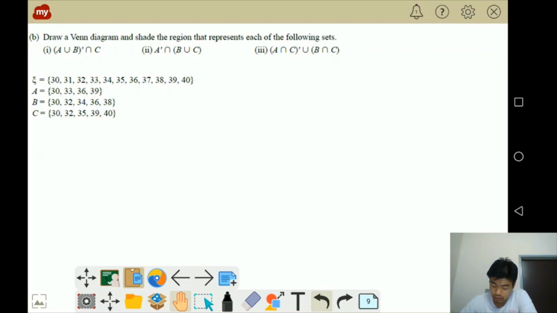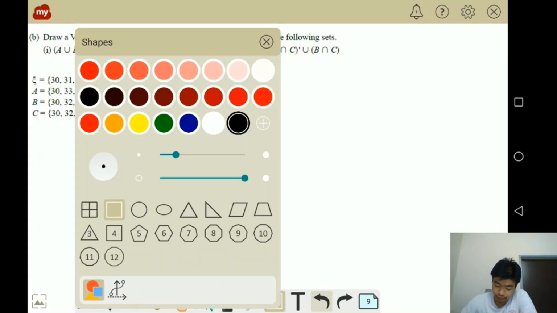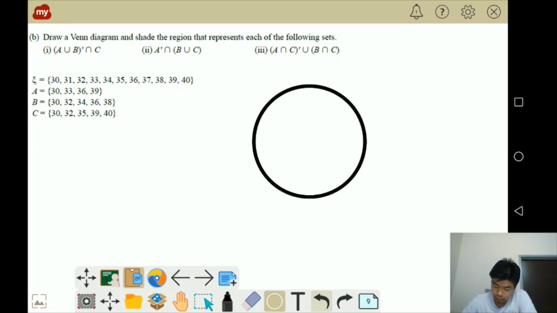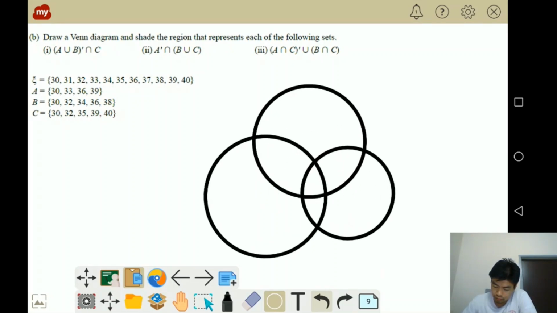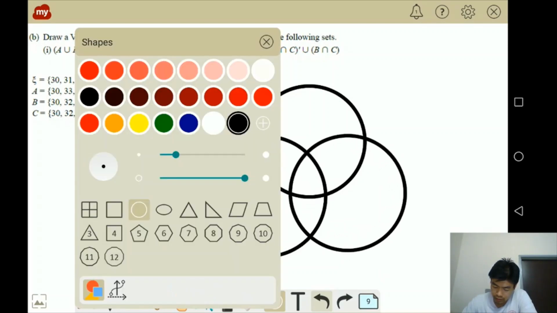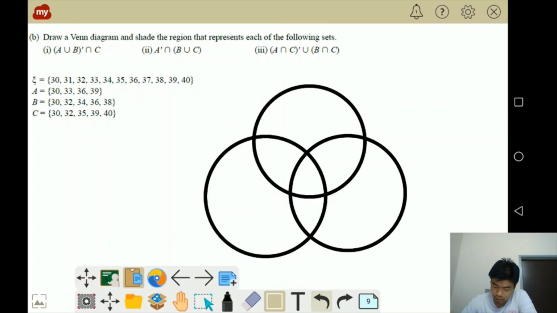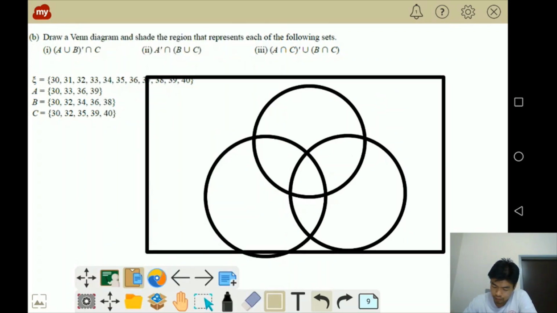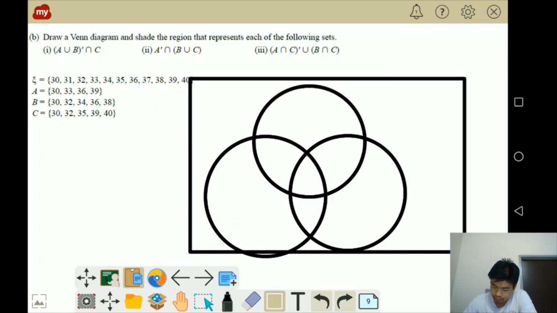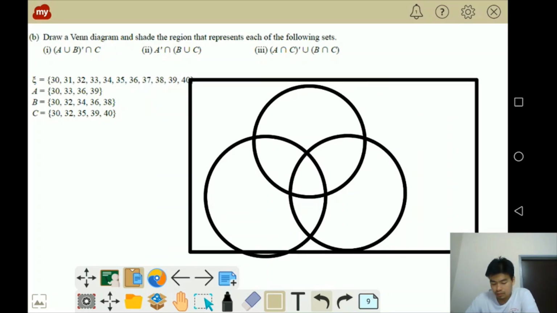So Venn diagram, 3 sets with a universal set. So 3 circles, three circles with a rectangle outside. Of course, there's a universal set. Set A, set B, set C.